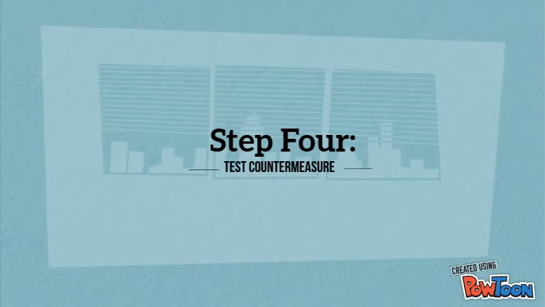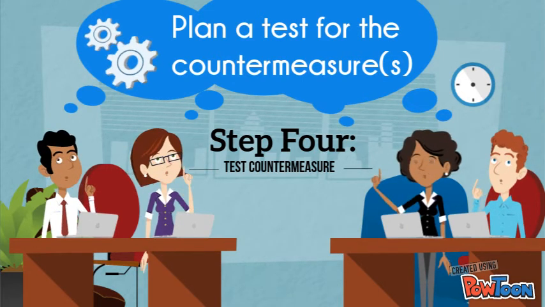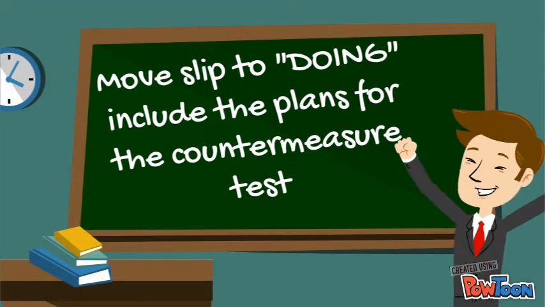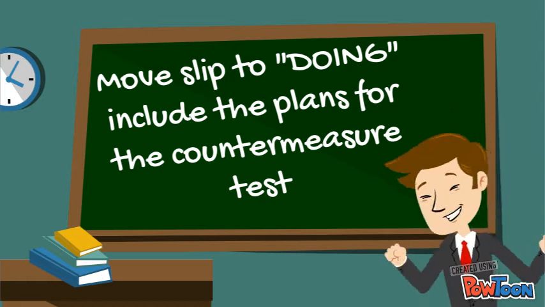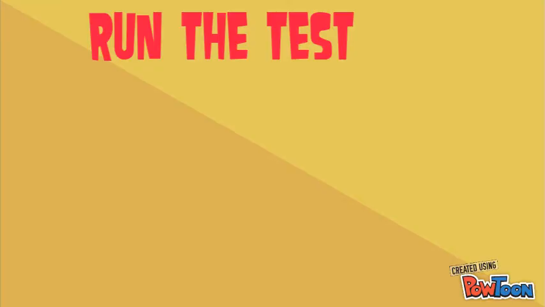Step 4. Test countermeasure. After determining a countermeasure to try, work together with the submitter, the shift manager, and any other departments to plan a test for the countermeasure. Now, move the slip to the doing column. Be sure to include any plans or details for the test.